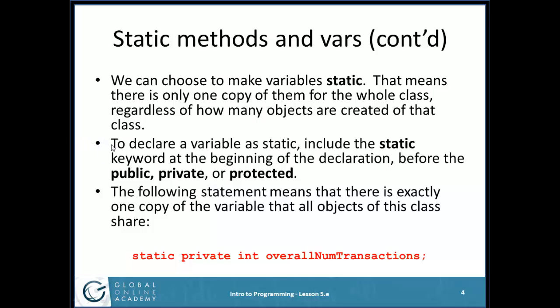How do we do that? To declare a variable as static, we include the static keyword at the beginning of the declaration before the public, private, or protected keyword that we learned about in an earlier video. So let's look at the following statement. It means that there's exactly one copy of the variable that all objects of this class share. Static private int overall num transactions. That means each checking account doesn't have its own version of this. There's one for the whole class that all objects share.